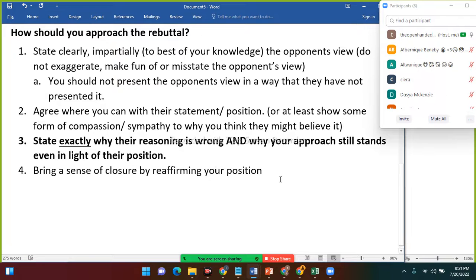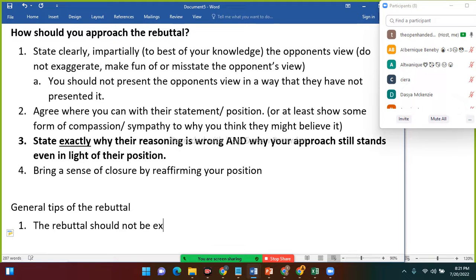The next thing we're going to talk about is just some general tips on the rebuttal. The rebuttal should not be extremely long. It should not take a whole paragraph.